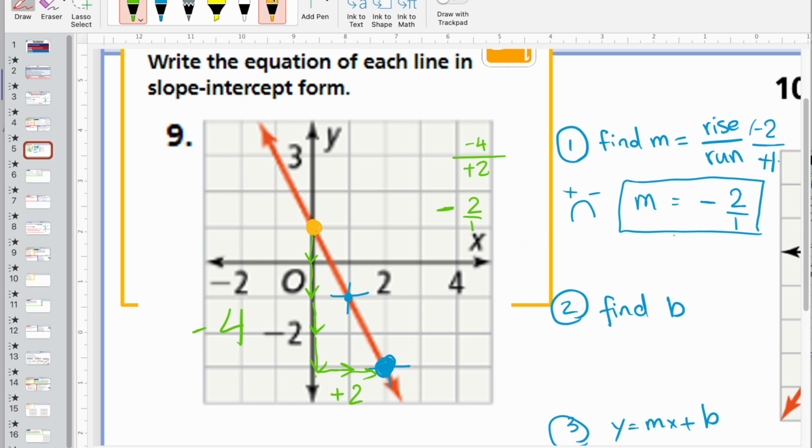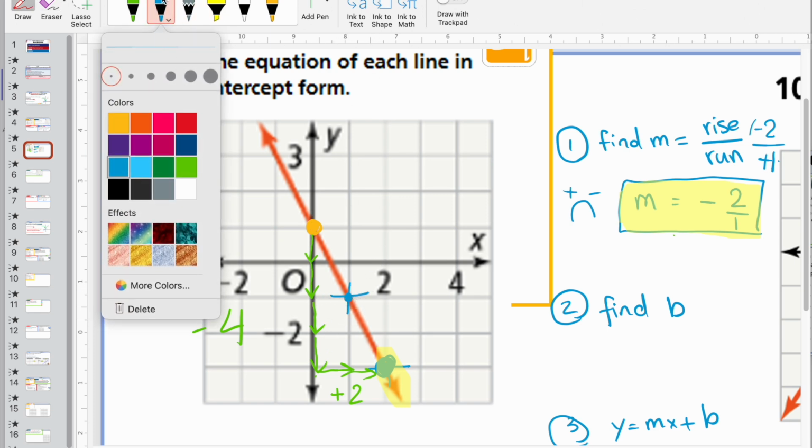And you need to make sense of your answer. My line is going down. It's decreasing. So my slope should be negative. It makes sense to be negative. If my slope was positive, I have to recheck my answer, double check what went wrong. There is something wrong. Maybe I forgot a sign. Maybe there's something I forgot. Make sure to always make sense of your answer.